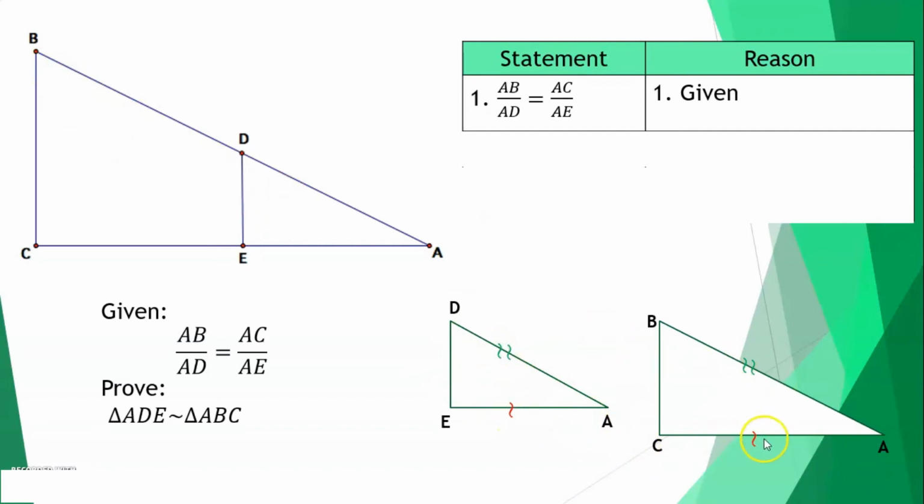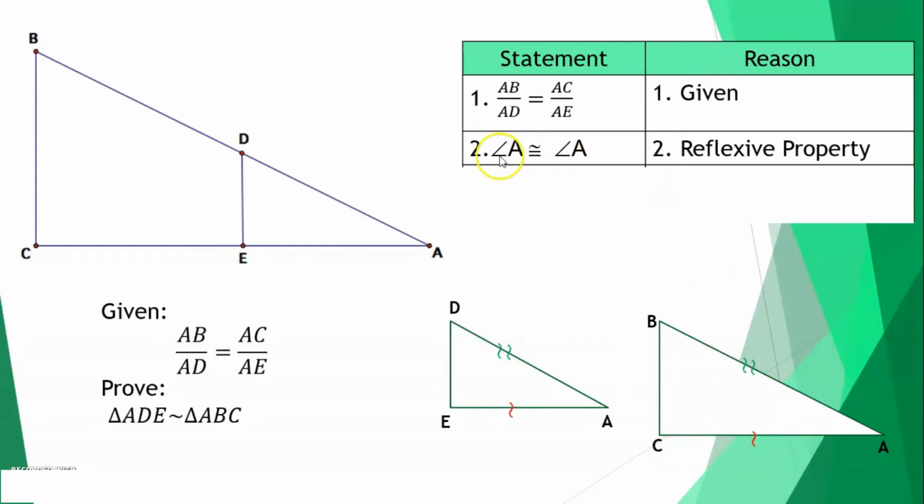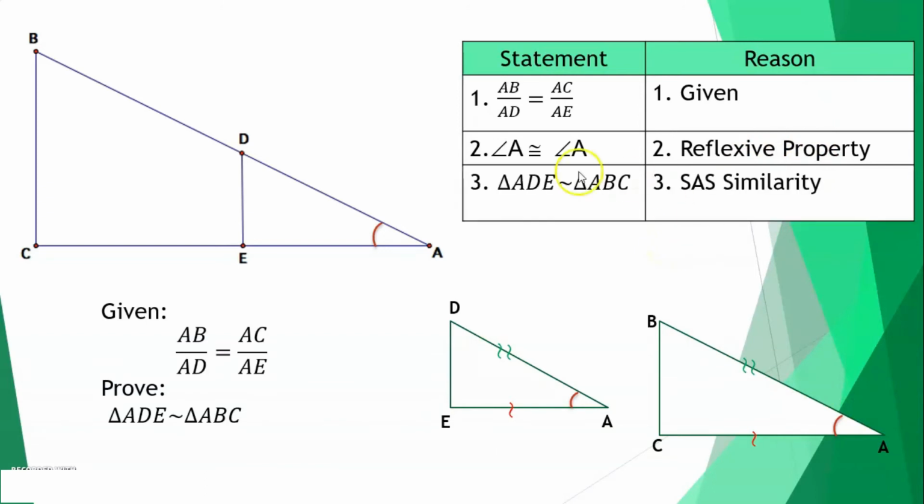So take note of their corresponding sides. With this, we can have the second statement, in which angle A is congruent to angle A. The reason for that is the reflexive property. So with this, we can say that triangle ADE is similar to triangle ABC, and that is based on the side-included angle-side similarity theorem.